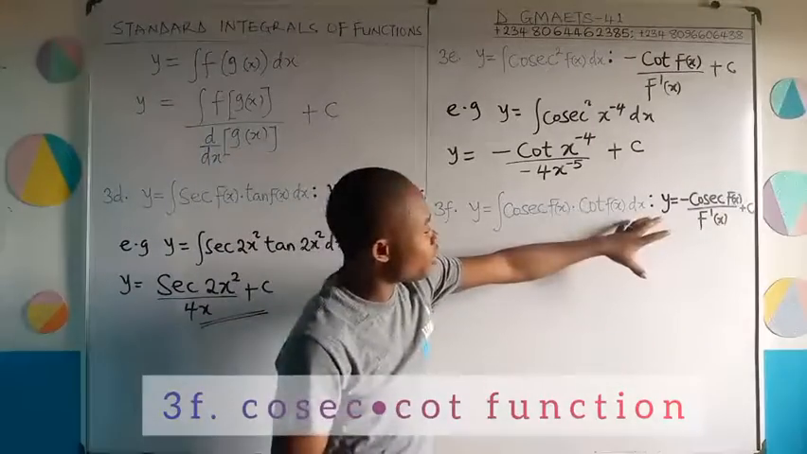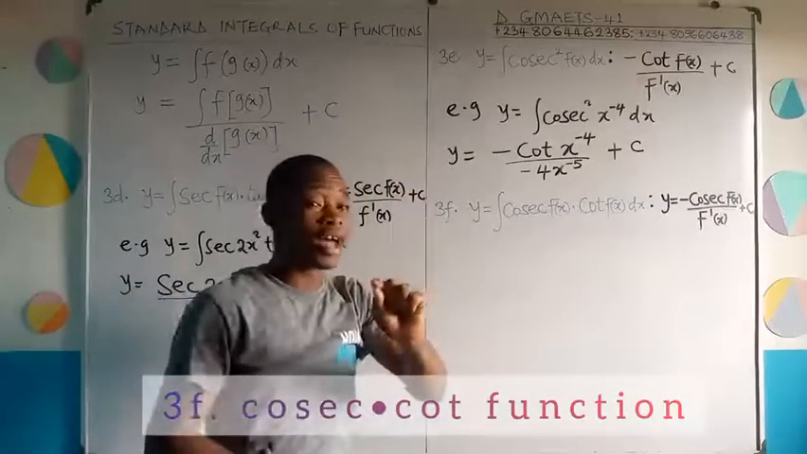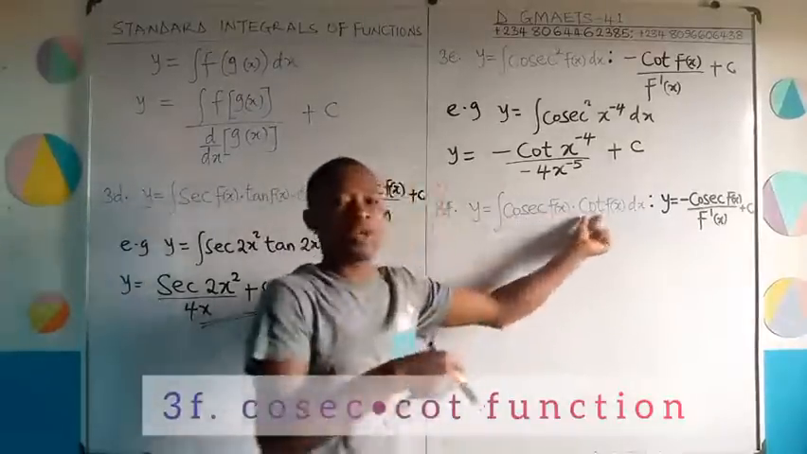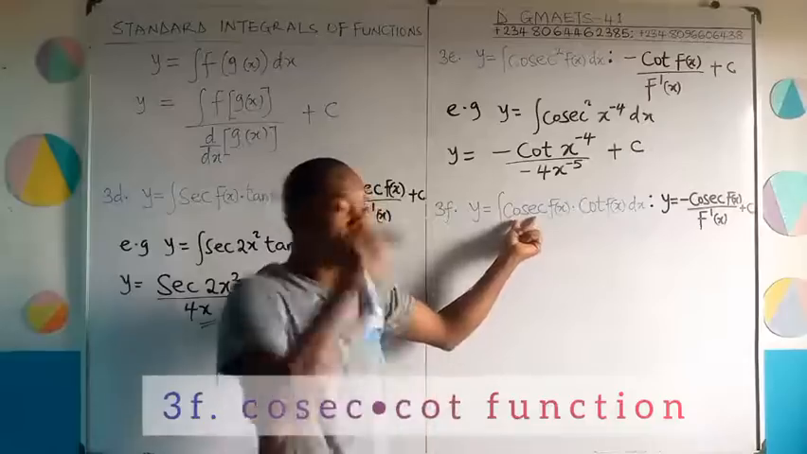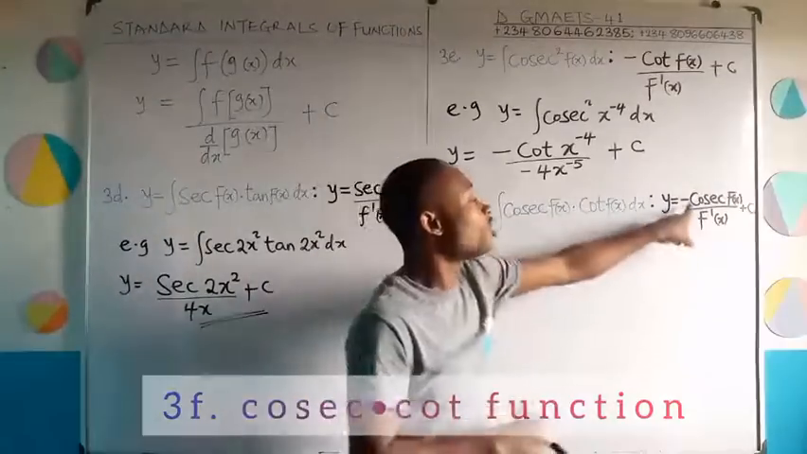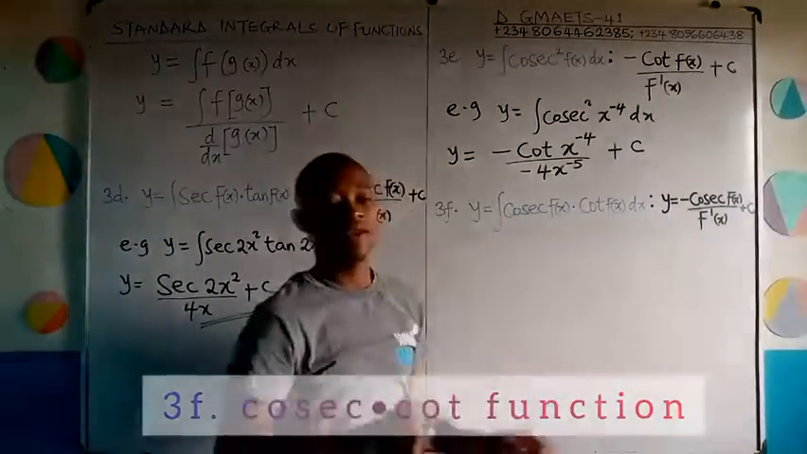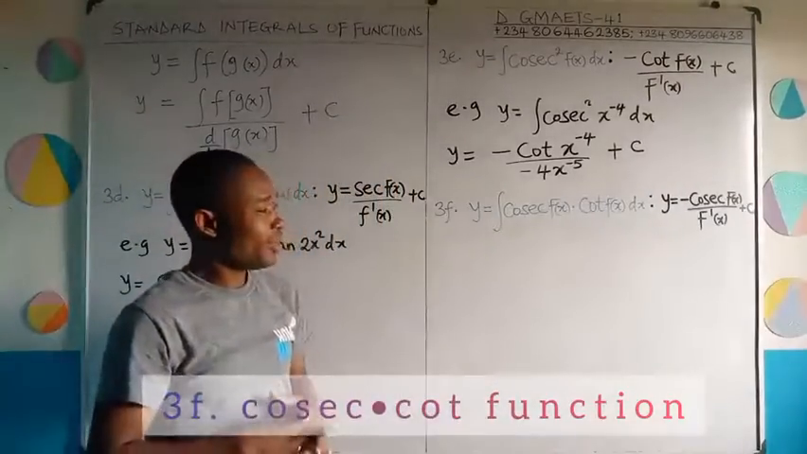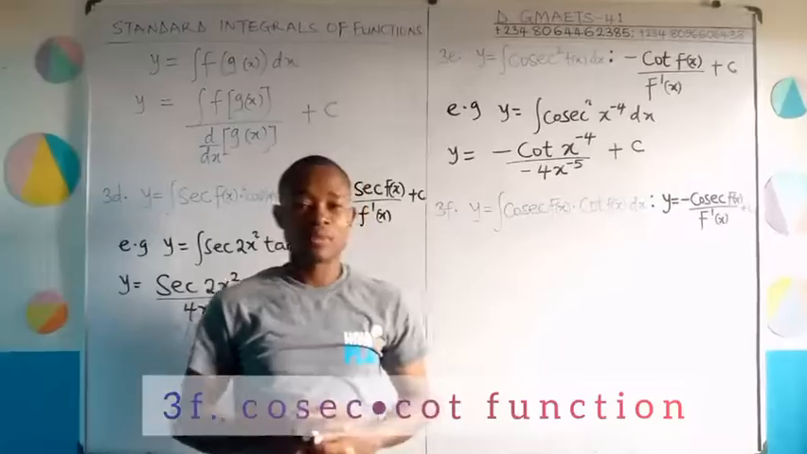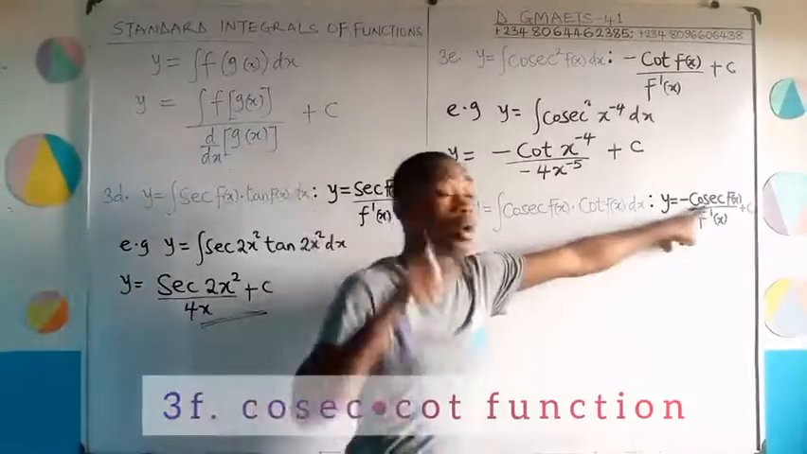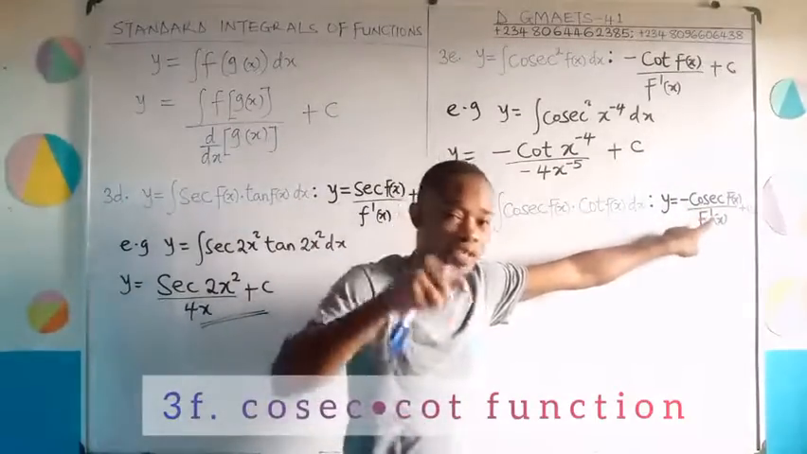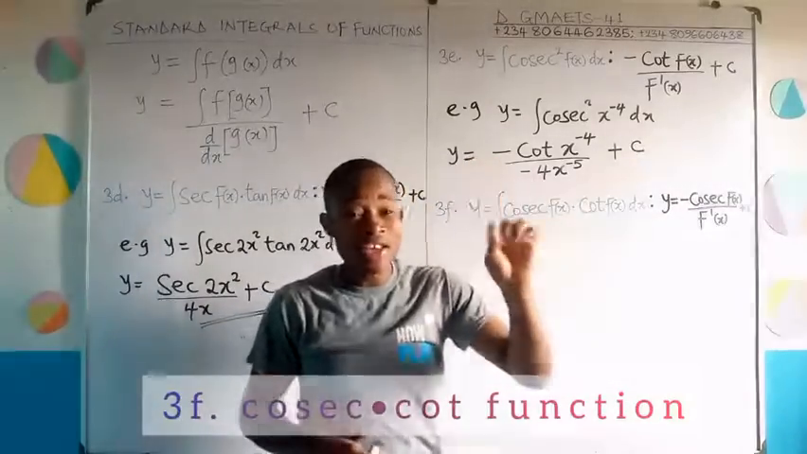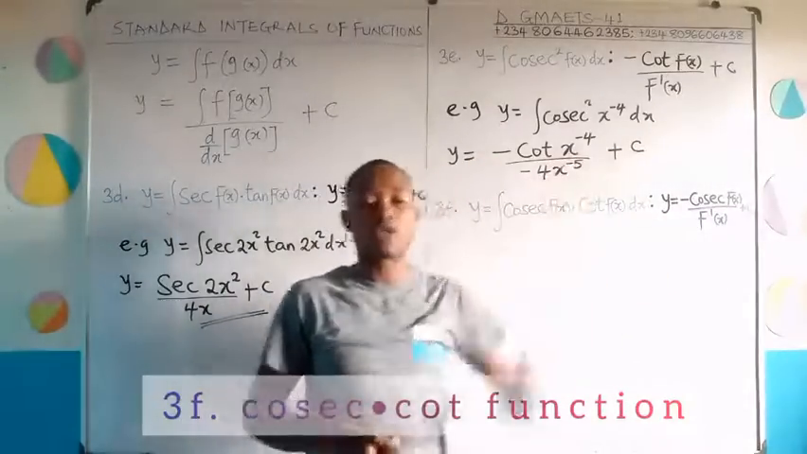Now, what have we learned from here? Simple, that the standard integral of cosec cot will give you minus cosec. So have that in mind. Are you following, right? Because under differentiation, we differentiated positive cosec. That's if you differentiate cosec, it will give you minus cosec times cot.